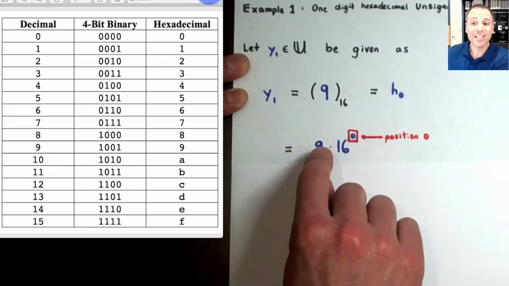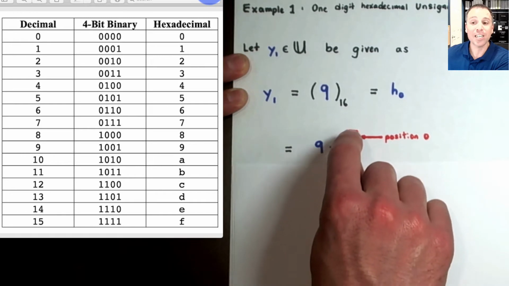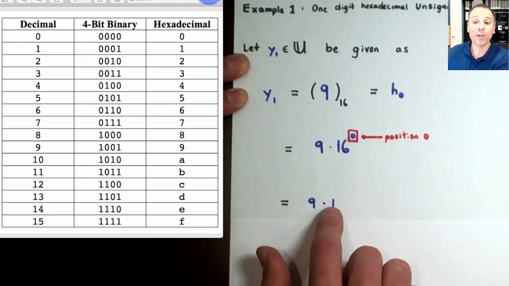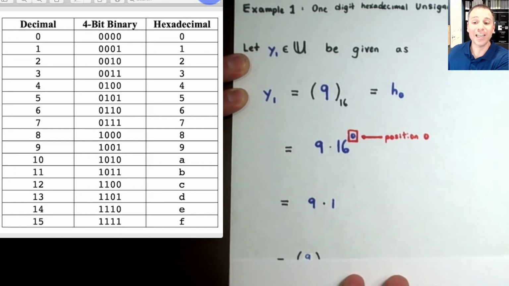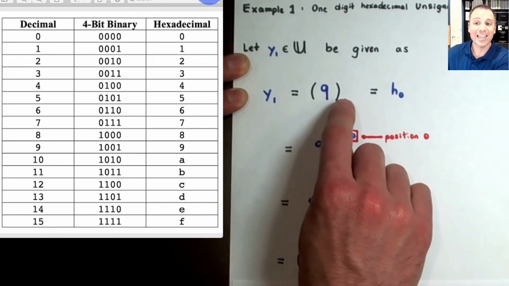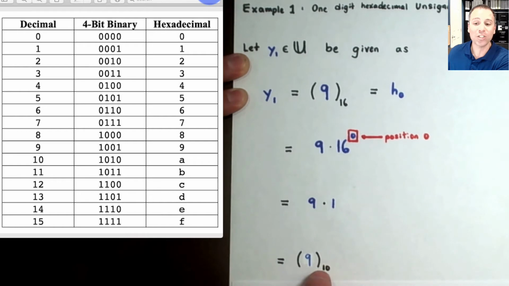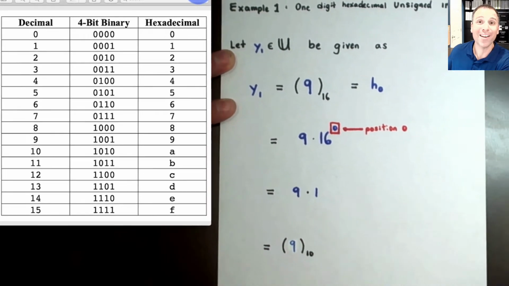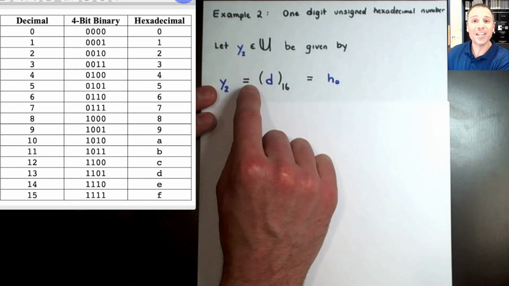This literally means take 9 times 16 to the position number, 16 to the 0. We know that 16 to the 0 is 1, 9 times 1 is 9, so 9 in hexadecimal is identical to 9 in decimal, which we've already seen is 1001 in binary. 9 is 1001.